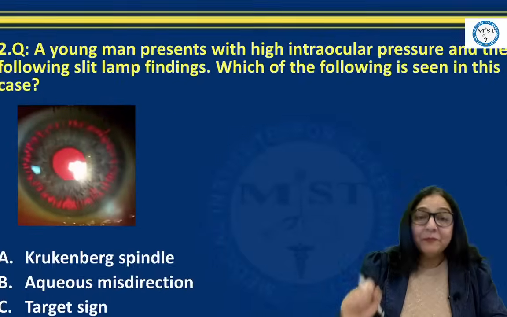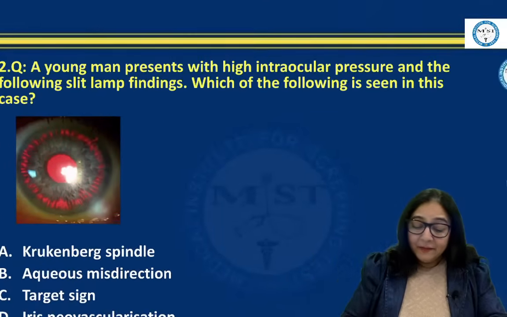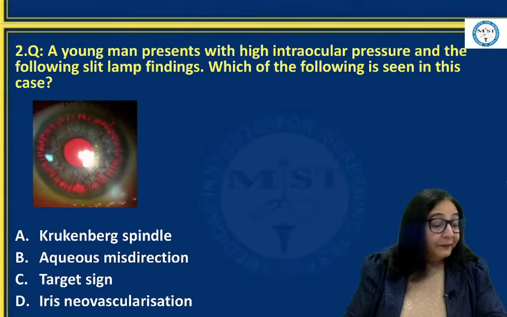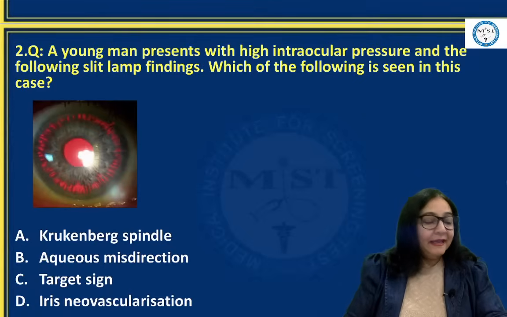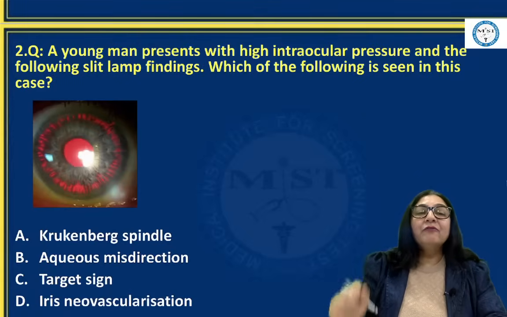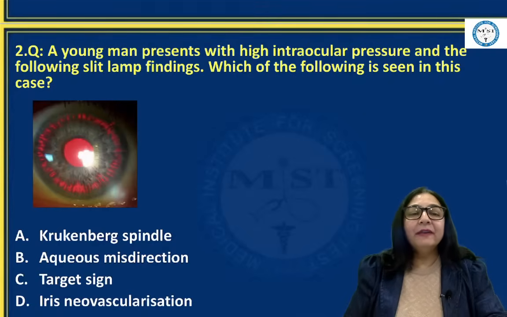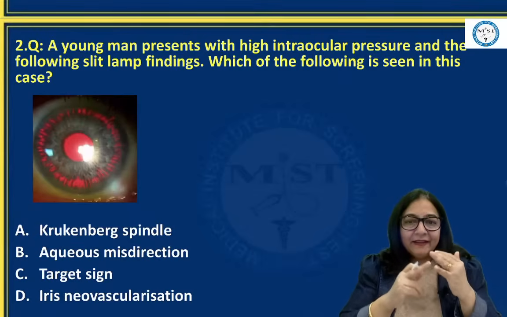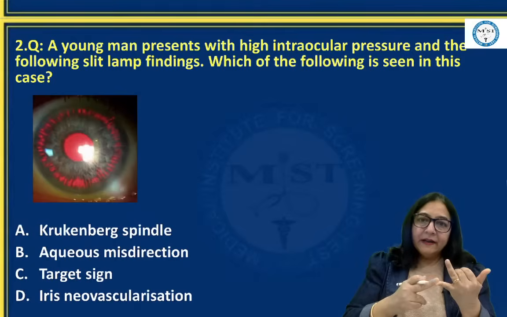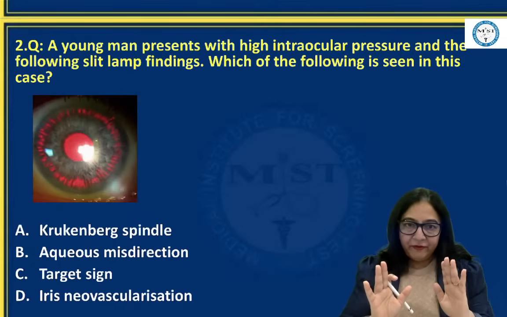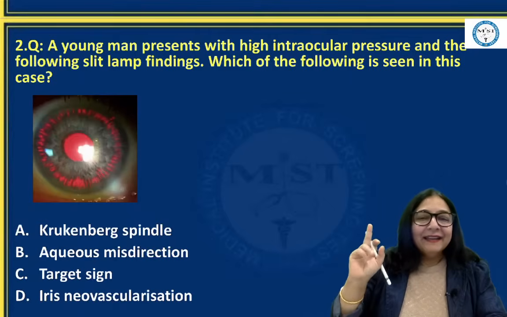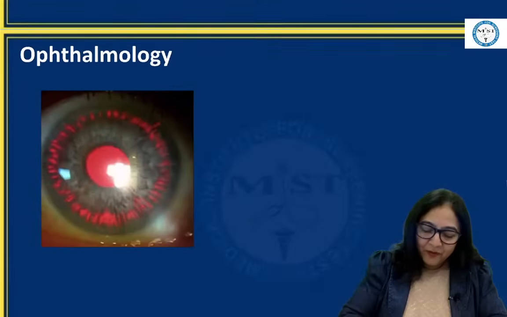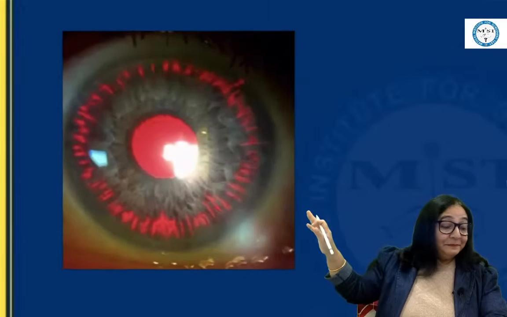Moving to the next question. A young man presents with high intraocular pressure and the following slit lamp findings. Which of the following will be seen in this case? The only information is that the patient is of a younger age group and there is high intraocular pressure. Then coming to the slit lamp image shown here, what do we see in it?